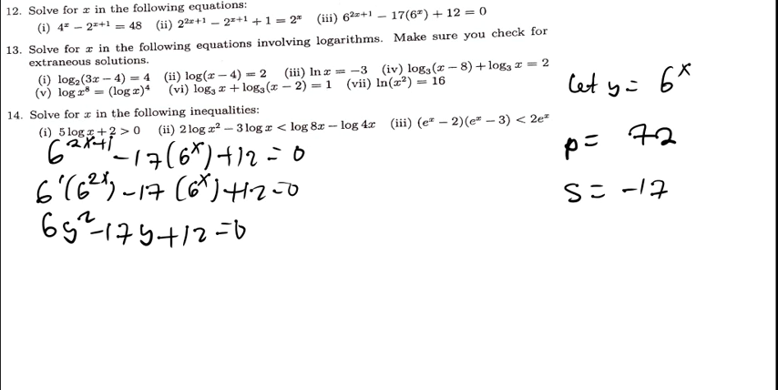So the sum is negative 17. So what can be the numbers?